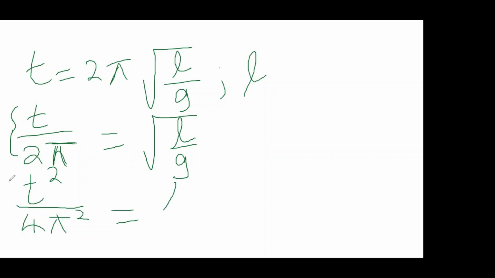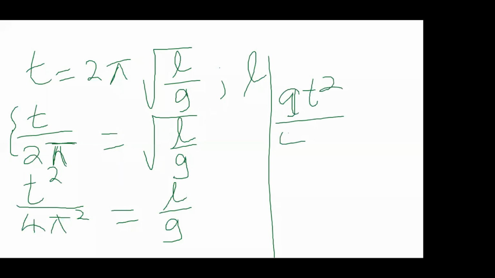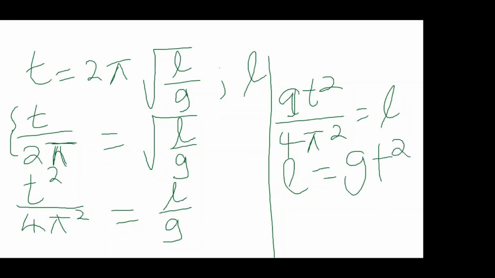And we're left with L over G. Carry over the G. Miss, so the G is going to multiply the whole T squared divided by 4 pi squared, right? So we can say L is equal to G T square divided by 4 pi square. Okay, questions? Nobody has any questions? No, miss, none that I could think of.